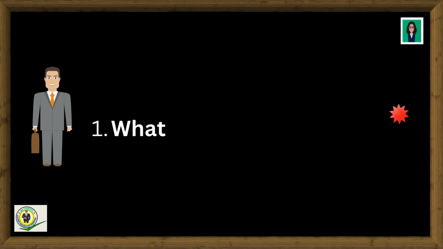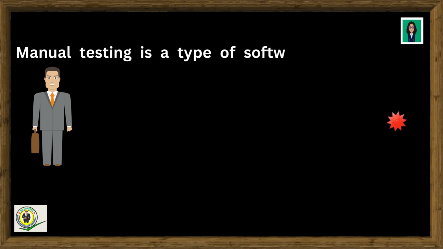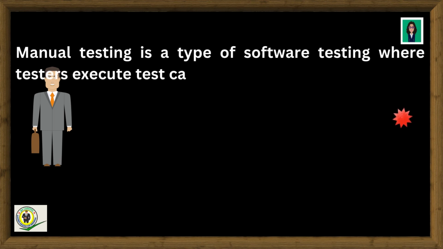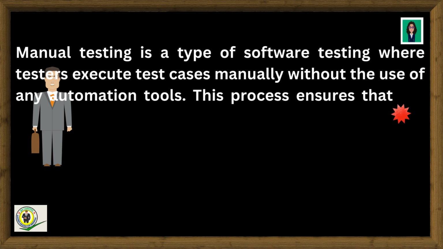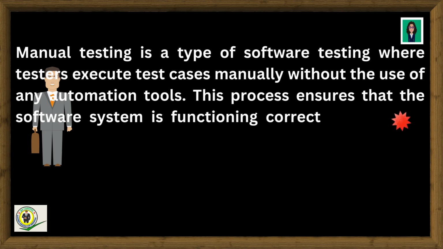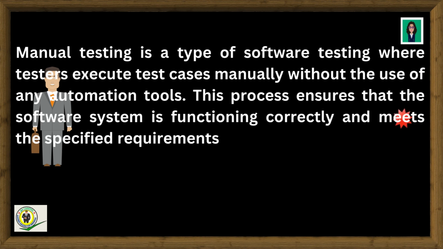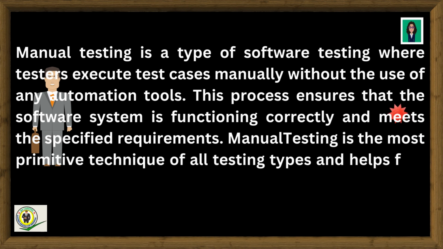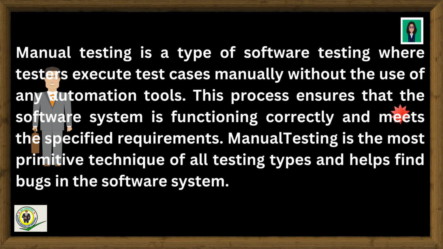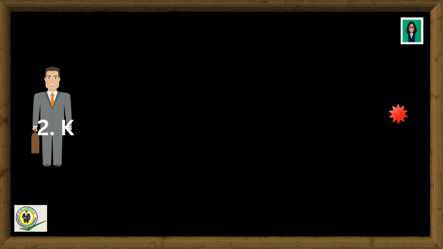What is manual testing? Manual testing is a type of software testing where testers execute test cases manually without the use of any automation tools. This process ensures that the software system is functioning correctly and meets the specified requirements. Manual testing is the most primitive technique of all testing types and helps find bugs in the software system.